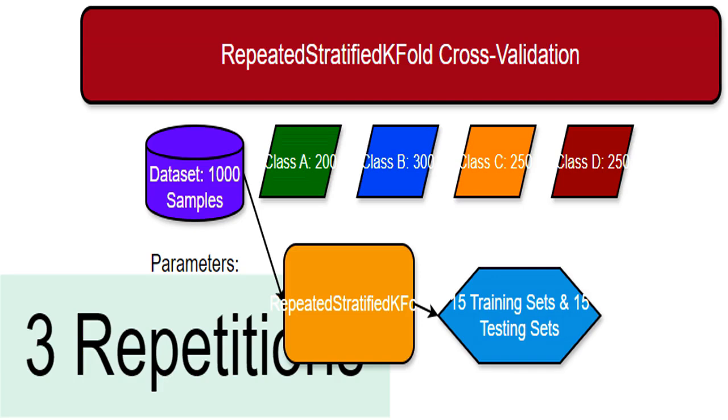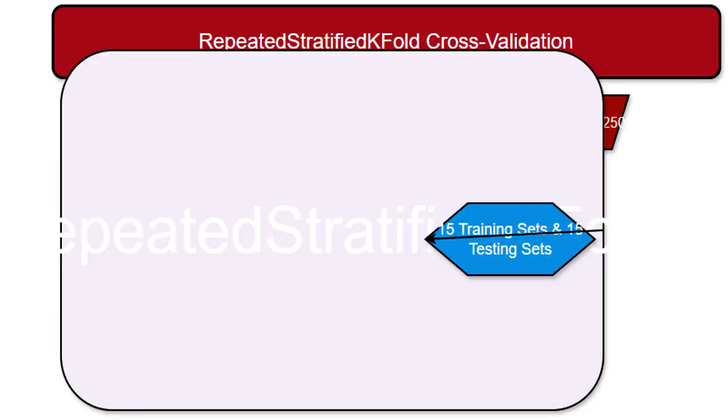Each repetition starts with a different random shuffle of the data before the splits are created, leading to different training and testing sets. This enhances the robustness of the evaluation by reducing bias from a single random data split. This is the scikit-learn function used in the problem. Repeated stratified K-fold performs stratified K-fold cross-validation multiple times. Repeated means it does the splitting multiple times. Stratified means it maintains the proportion of each class in each fold. K-fold means it creates K splits, folds, of the data, using K-1 for training and 1 for testing.